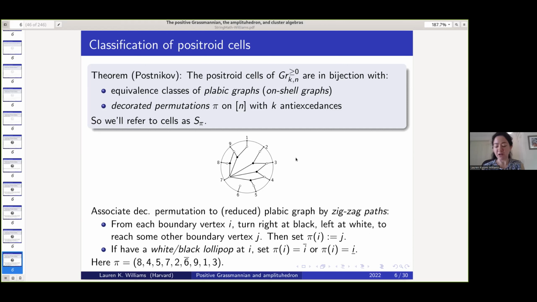Okay, so this was the background, just that we have this object called the positive Grassmannian. It's a cell decomposition, it's a cell complex, and the cells can be beautifully indexed by some kinds of planar bicolored graphs, and they can also be indexed by some kind of permutations.